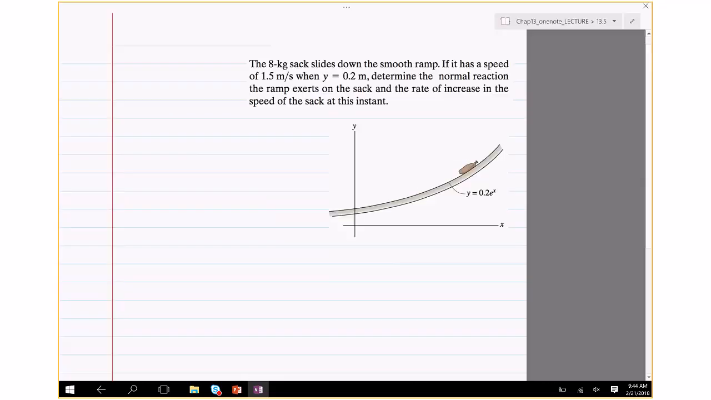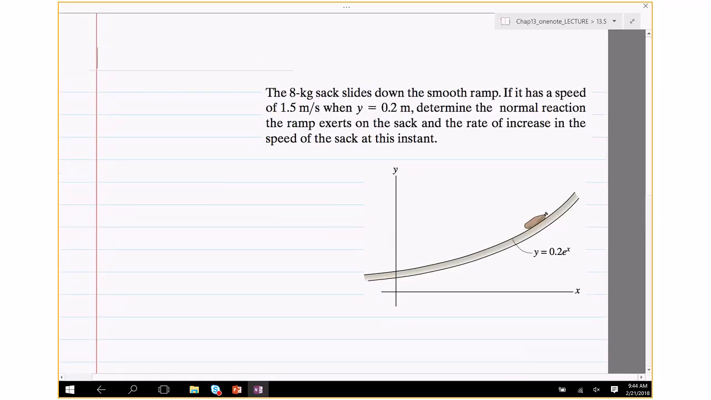Okay, last question. The 8 kg sack slides down the smooth ramp. Smooth ramp is key. If it has a speed of 1.5 meters per second when y equals 0.2, determine the normal reaction force the ramp exerts on the sack and the rate of increase in the speed. So you're asked to find v dot, and you're going to find the normal force.